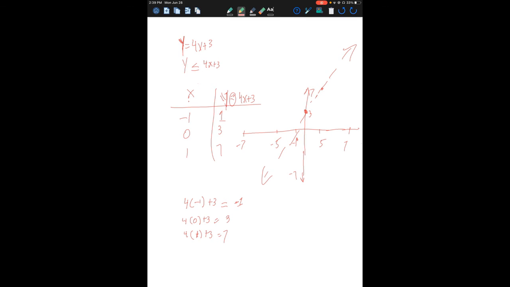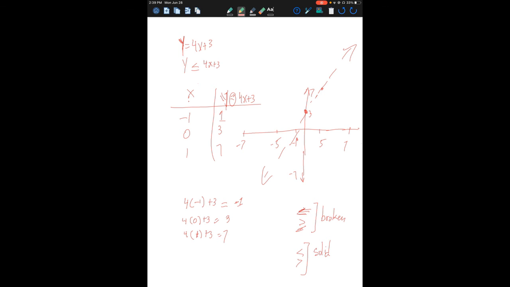And one more thing I want to tell you that you must know is that when you have a less than or equal to, or greater than or equal to, and you have the equal to sign, your line should be solid. When you just have greater than or less than, your line should be broken. So here we have an equal to along with the less than, so that's why our line is solid.